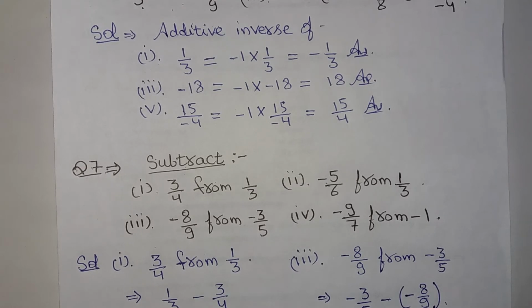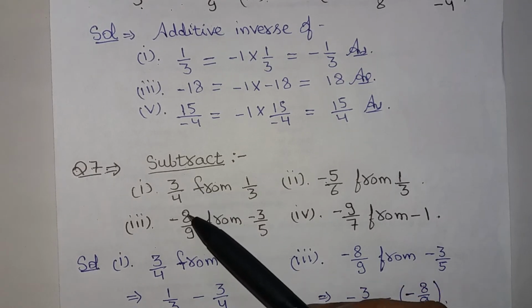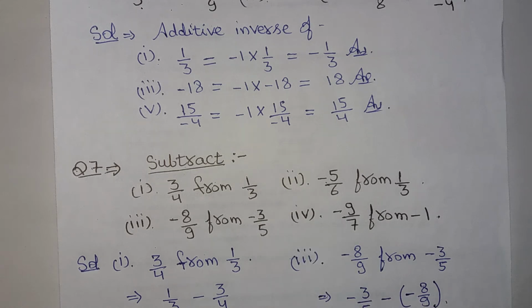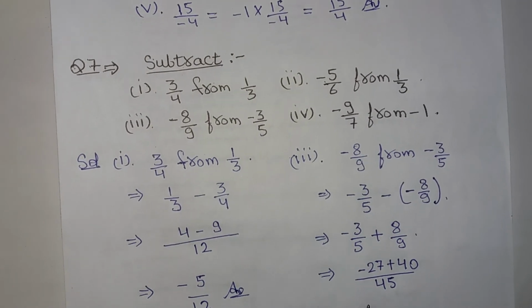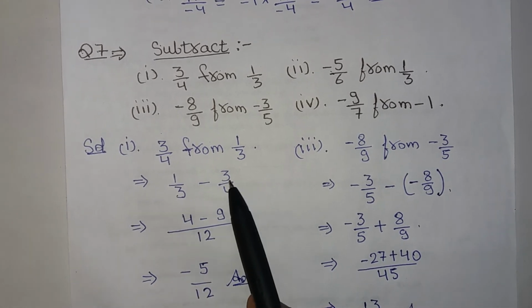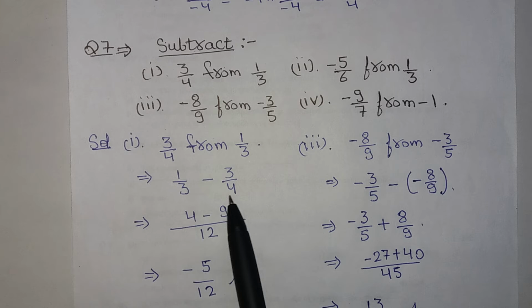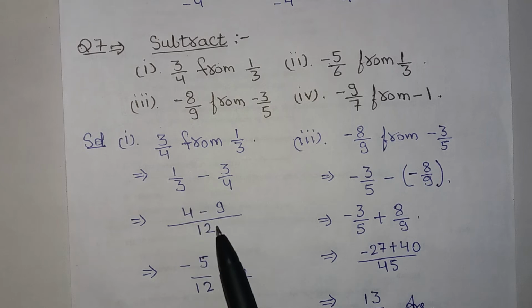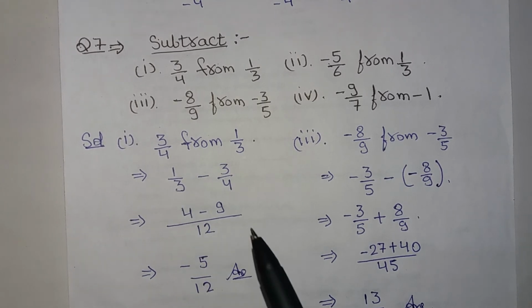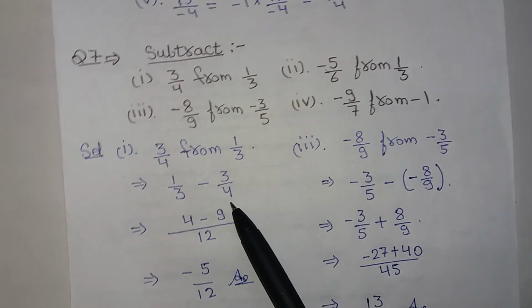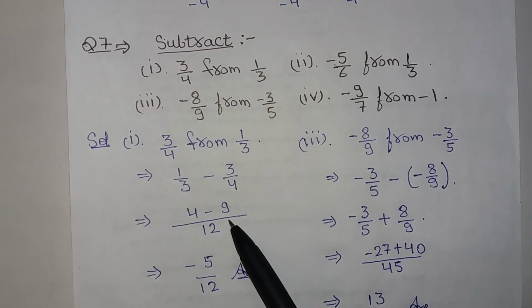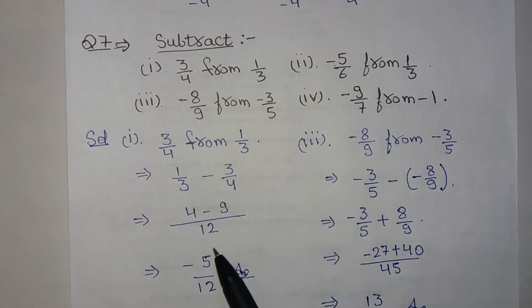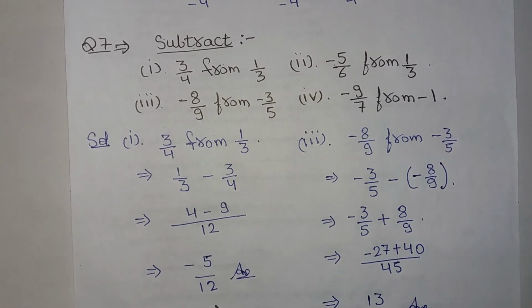Now question number 7, we have to subtract 3 upon 4 from 1 upon 3. So here we will write 1 upon 3 minus 1 upon 4. Taking the LCM of 3 and 4, it will be 12. Now 12 divided by 3 is 4, and 4 into 1 will be 4. Now 12 divided by 4 is 3, and 3 into 3 will be 9. Now 4 minus 9 will be minus 5 upon 12. So minus 5 upon 12 will be the answer.